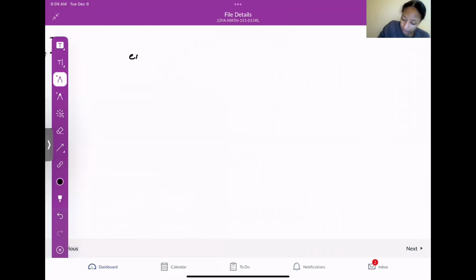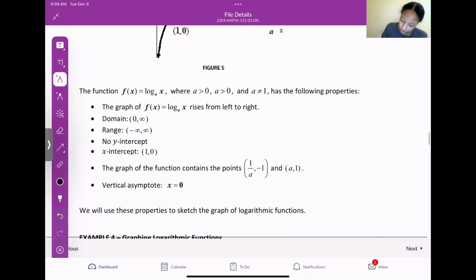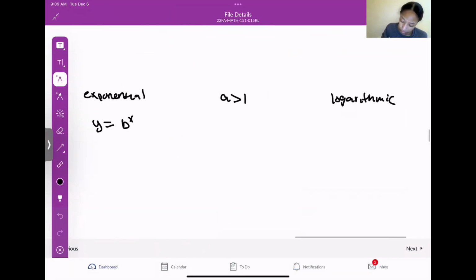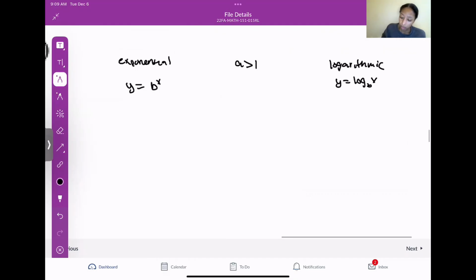So let's compare exponential versus logarithmic. And in both cases, we're looking at b being greater than 1. So if you have y equals b to the x versus y equals log base b of x. How will these two graphs compare?